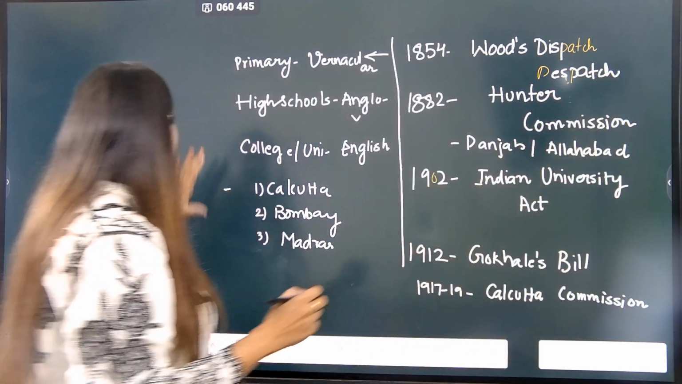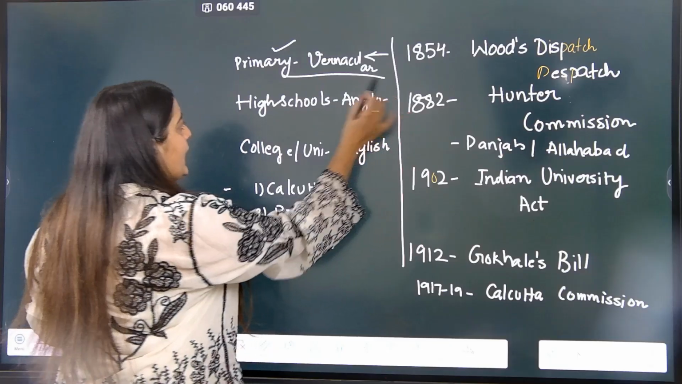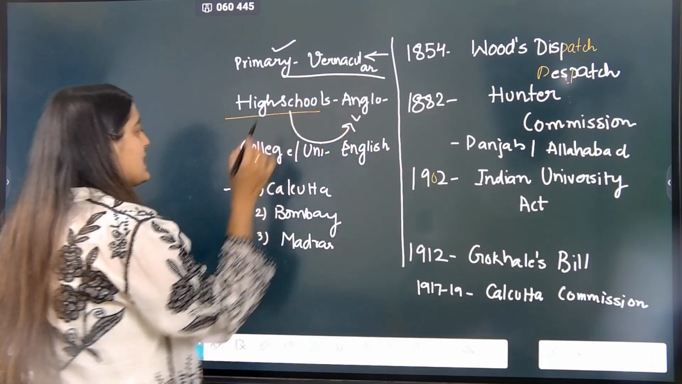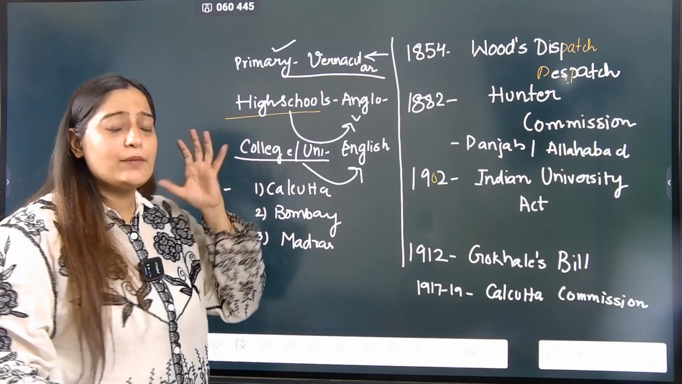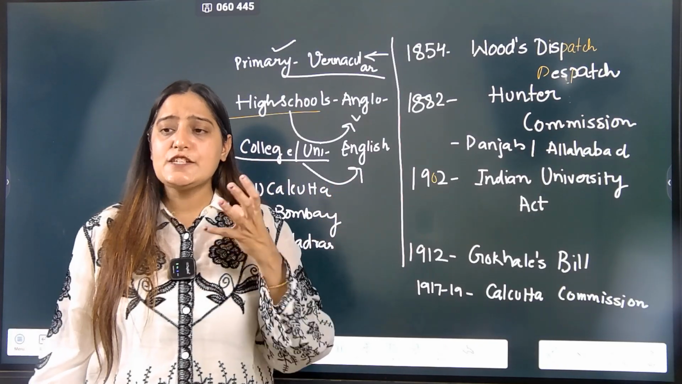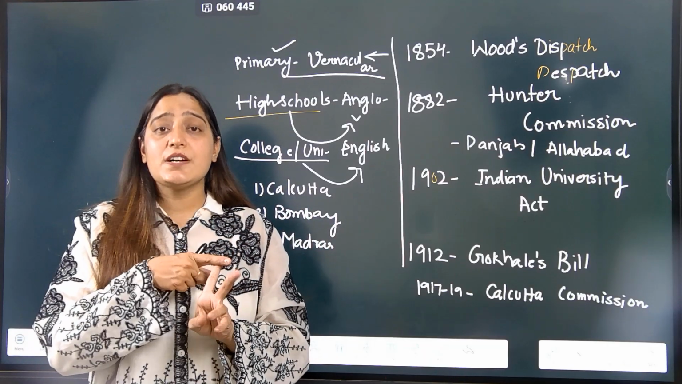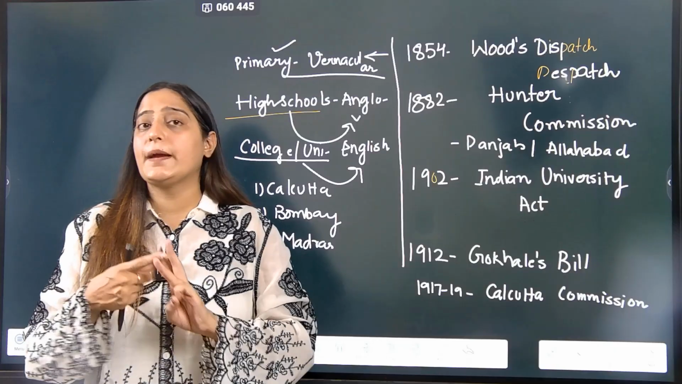It favored the idea that primary schooling should be in the vernacular language, high school students should be taught in Anglo-English language, and at college and university, the medium of English should be used. And in this Wood's Dispatch, we have seen that during this time, 3 universities were established in the presidential cities of Calcutta, Bombay and Madras.